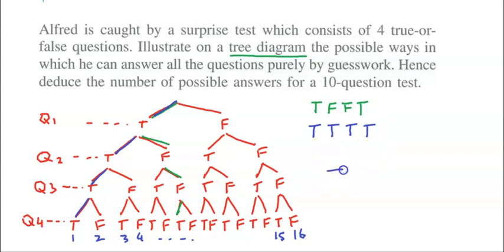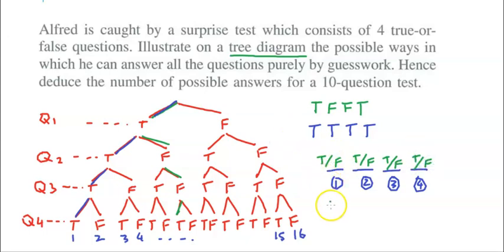But in general, we've got 1, 2, 3, 4 spaces. 1, 2, 3, 4. And in each space, we can put true or false. True or false. T or F. True or false. True or false. True or false.